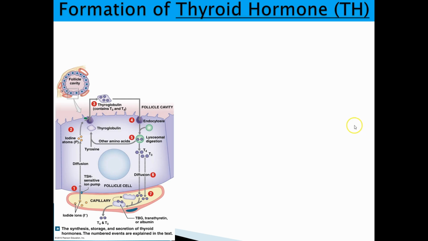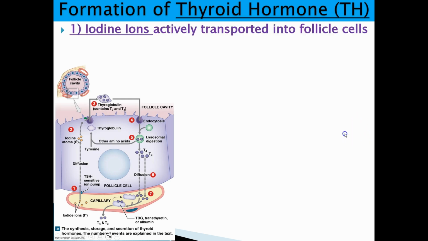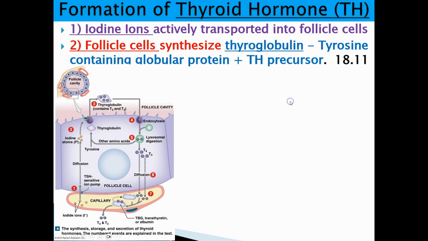All right, so let's get into thyroid hormone formation. Step number 1 is those iodine ions are going to be actively transported into the follicle cells. If you remember, one of the key points is that ion pump is a TSH sensitive, meaning thyroid stimulating hormone sensitive, pump. So step 1 makes sense to say, when the TSH binds, it's going to cause iodine to be absorbed. So again, get your ingredients that you need to form the molecule into the cell.